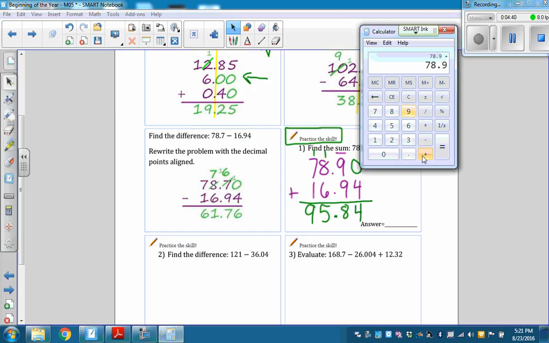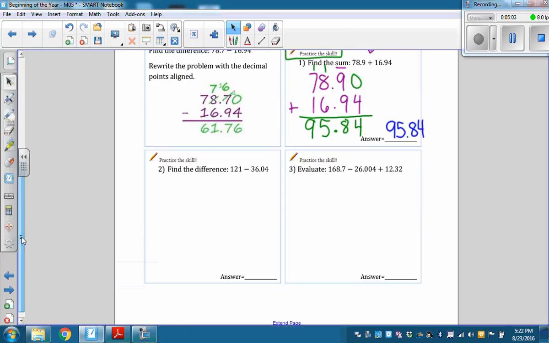78.9 plus 16.94 equals 95.84. So that's correct. I'm going to write that in my answer blank. Using a calculator is a good way to check your work when you're at home, but you shouldn't use the calculator until you've done the problem yourself.